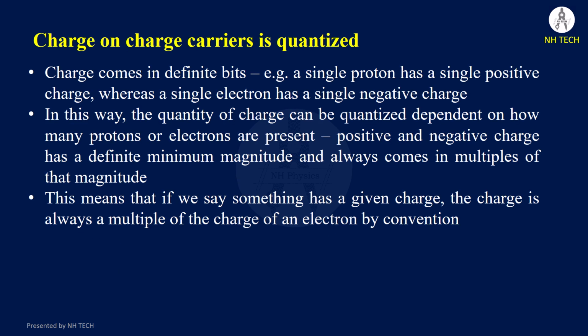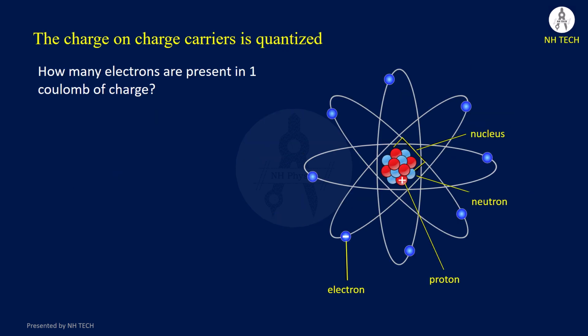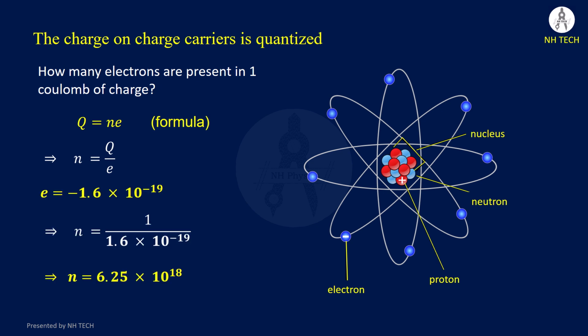In the same way, charge also occurs in steps, not continuously. For example, the charge transferred between bodies is in multiples of the charge of one electron, which is approximately minus 1.6 x 10^-19 coulombs. Now, let's solve a small question. How many electrons constitute 1 coulomb of charge? Using the formula Q = Ne, where Q is 1 coulomb and e is the charge of 1 electron, we find the answer, approximately 6.25 x 10^18 electrons.